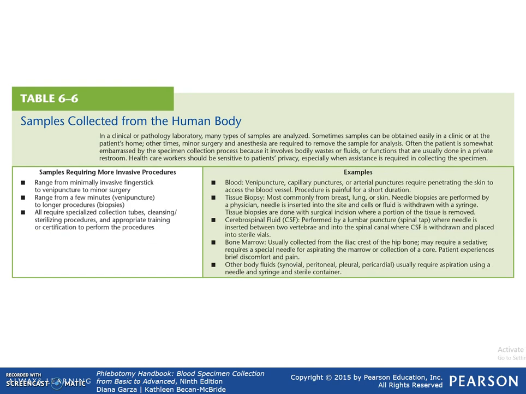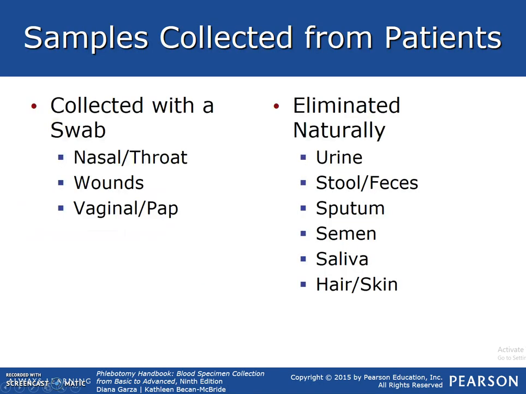Some samples require more invasive procedures, ranging from minimally invasive finger sticks to venipuncture to minor surgery. An example of this would be blood, via venipuncture, capillary puncture, or arterial puncture, and we cover these procedures in our phlebotomy course. Also tissue biopsies, needle aspirations, cerebrospinal fluid, bone marrow, and other bodily tissues. We're going to go over these as well when we look at the non-blood specimens that are obtained in phlebotomy.